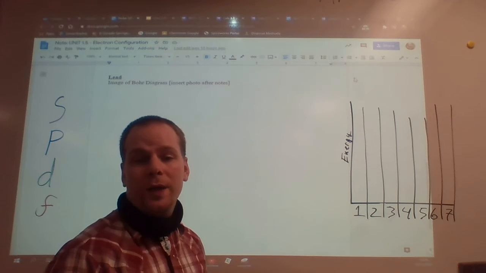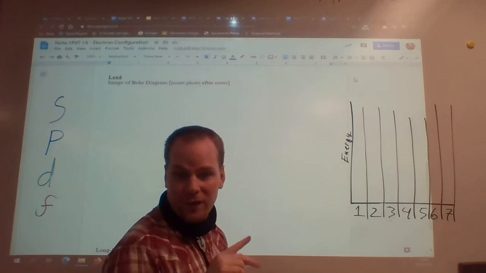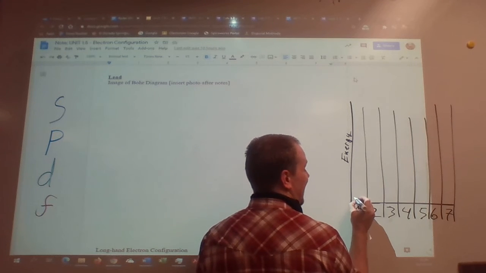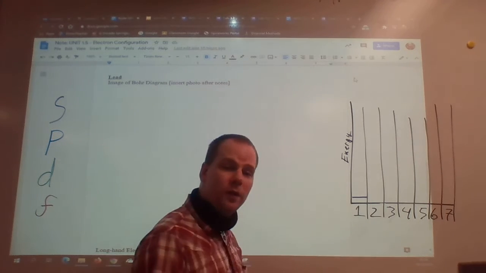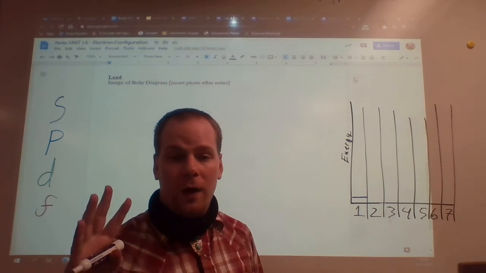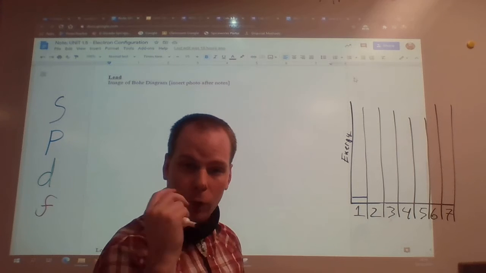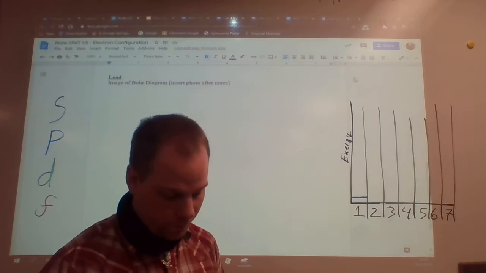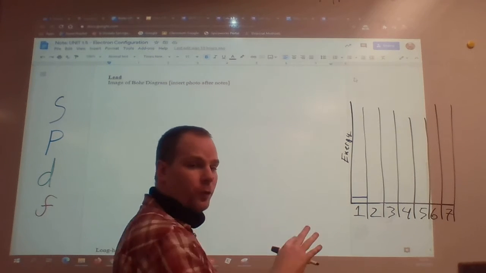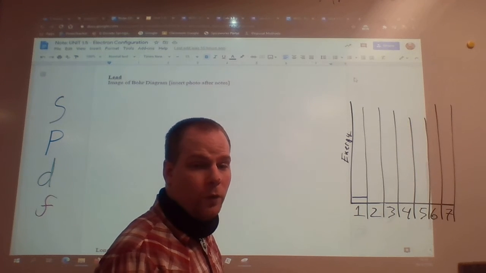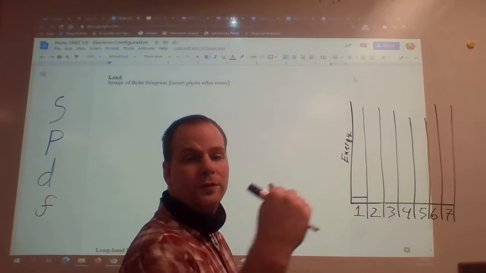And energy level 1 has only one subshell. It's the S subshell. So this is the 1s subshell. It is the lowest energy subshell of any of the subshells in any energy level. It will always fill first. After the 1s subshell is full, energy level 1 is full. And so we go on then to energy level 2.